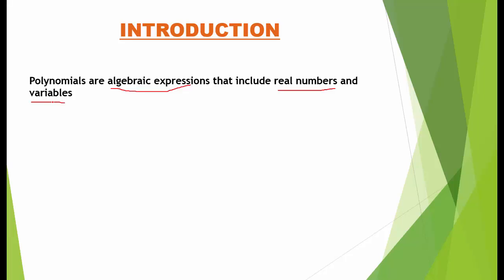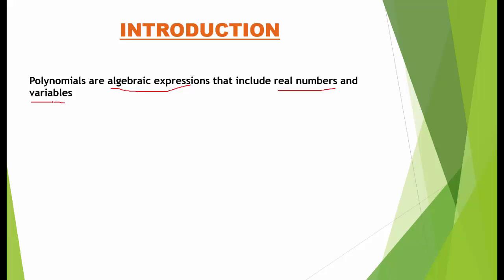Variables means the thing which is continuously changing, which is not fixed, which changes according to the situation, according to the statement. That is known as variable. Vary karna means variable will vary. Now real numbers. You know that real numbers are the collections of rational numbers and irrational numbers. So polynomials are the algebraic expressions which include real numbers and variables.